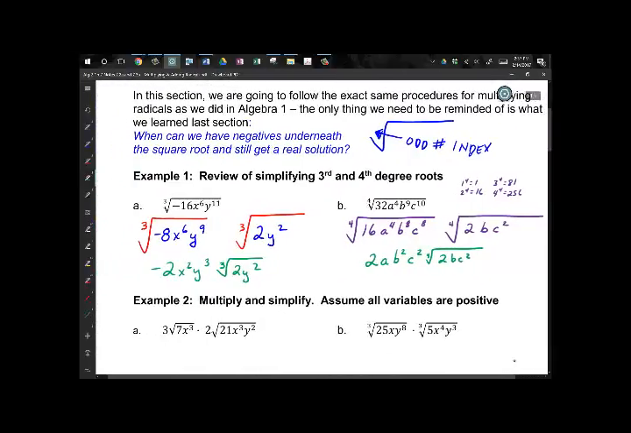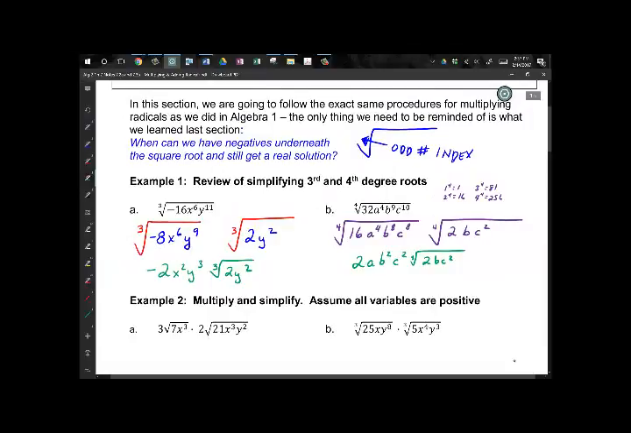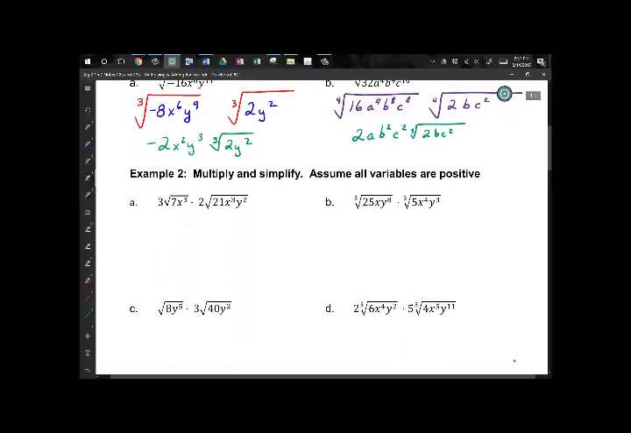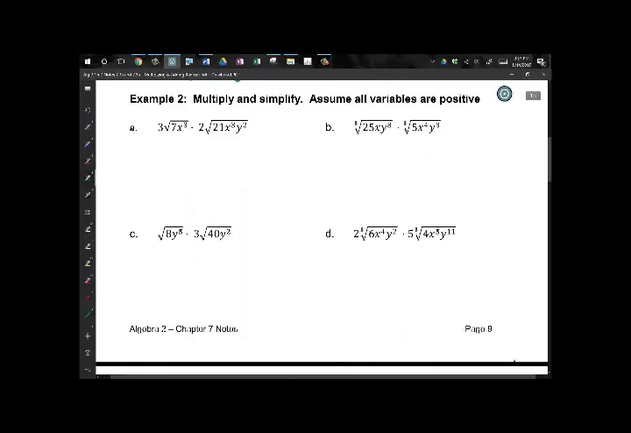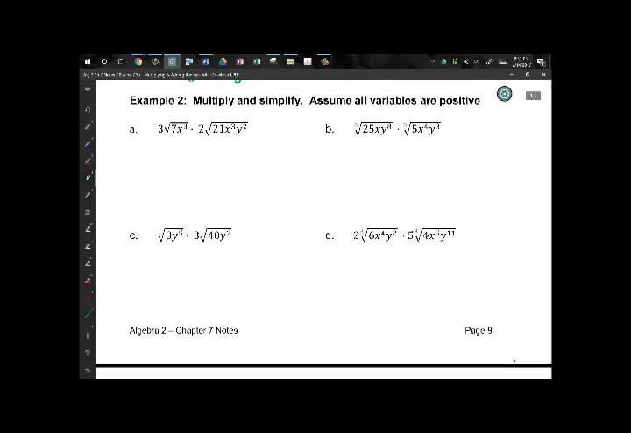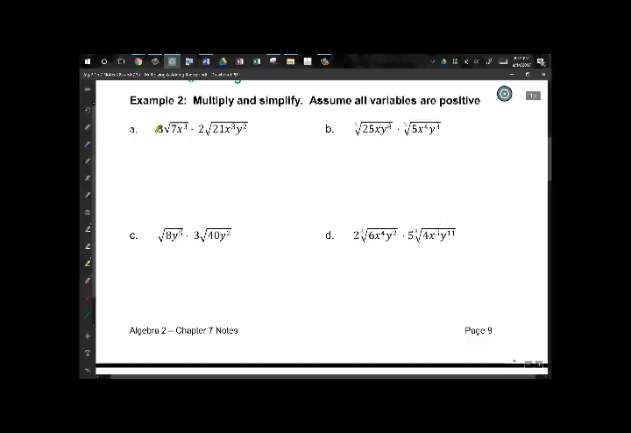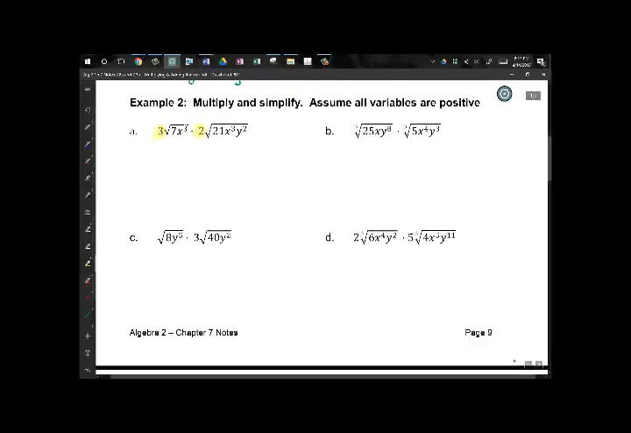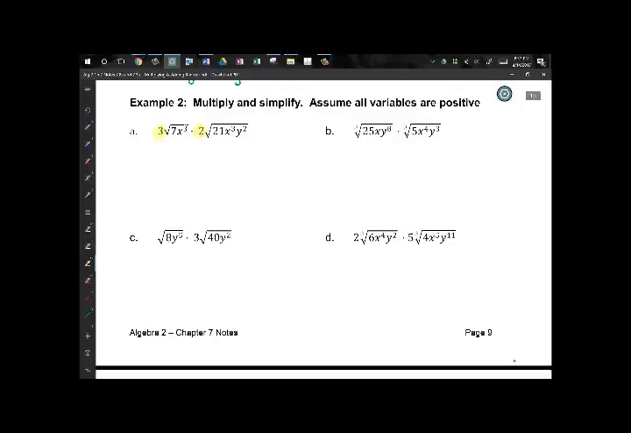So that's a little review of third and fourth degree roots or indexes. Let's now look at some examples of multiplying and simplifying. When we're multiplying, we're going to multiply the outside of the radicand together first. And then secondly, we're going to multiply the inside of the radicand together. Then we're going to take that new problem and simplify it.